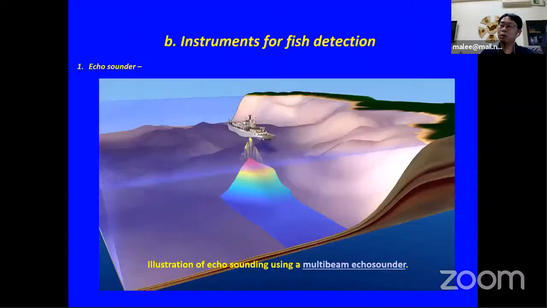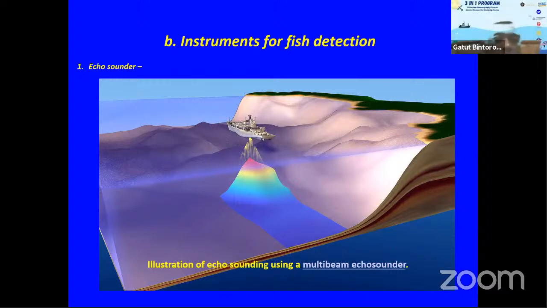And the second part is maybe we can do the fish detection. Actually, it is from the earlier slides, maybe 3 to 5. We already talked about using the acoustic methodology to detect the topography. Actually, there is an additional function to detect fish schools, like the echo sounder. This is the idea of echo sounding using the multi-beam echo sounder.